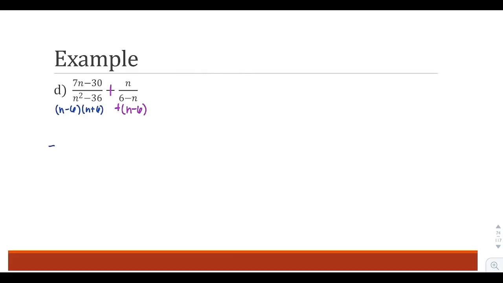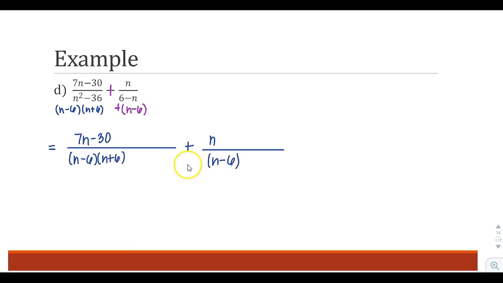So let's rewrite our problem now. Let's go ahead and put a big fraction bar. The top is 7n minus 30 on the left. The bottom is n minus 6, n plus 6. Then we have plus, so we're rewriting it with our addition symbol now. So plus n over n minus 6.